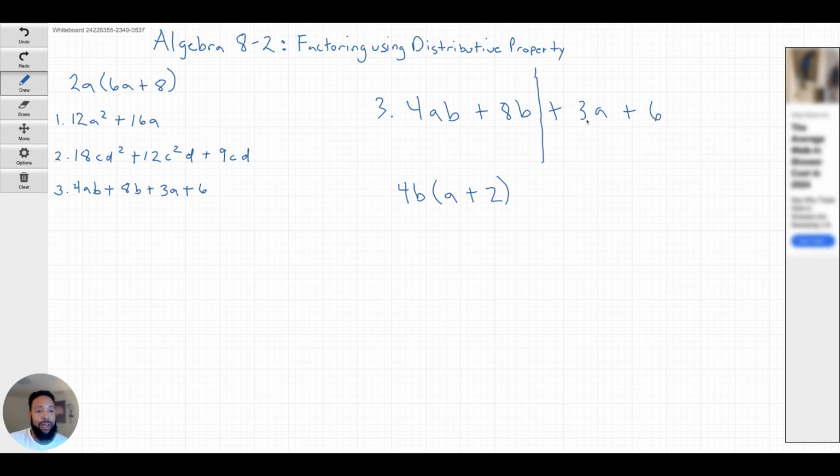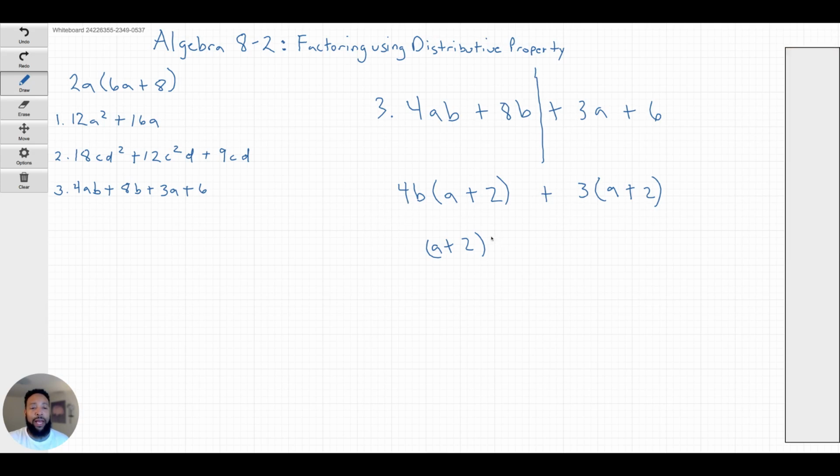And now looking over here, what could we pull out for numbers? Pull out a 3, and we're left with just A plus 2. So look at this. Both have an A plus 2 in them. So now our answer is A plus 2. And then we could combine what's remaining here. So A plus 2 multiplied by 4B plus 3. And that's our answer as far as factoring.